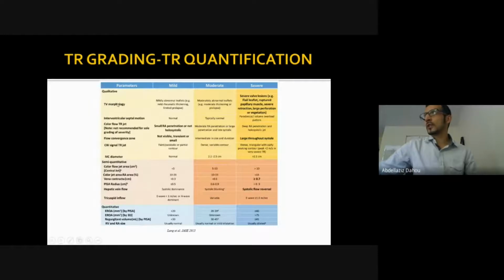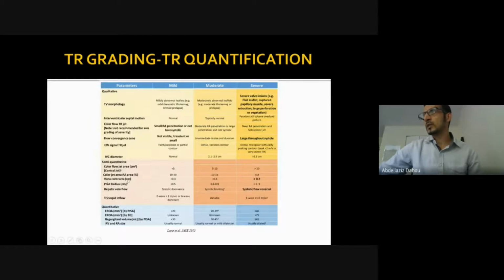But I wanted to show that the first thing to look at when doing your quantification is the tricuspid valve morphology. You can look at the valve before putting on any color. If you see a severe lesion of the valve, severe prolapse with flail, the leaflet completely in the right atrium, a ruptured papillary muscle, severe retraction, a large gap, you can be sure before putting on the color that this is severe regurgitation. Then if you don't have this information, of course, you can do a lot of measurements. Some of them are semi-quantitative, some of them are quantitative, but it's important to do quantification.